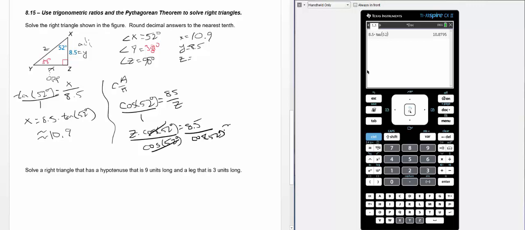And you get z is 8.5 divided by the trig cosine of 52, which is about 13.8. So z is 13.8. I've got measurements for all 6 parts of this right triangle. My triangle is solved.